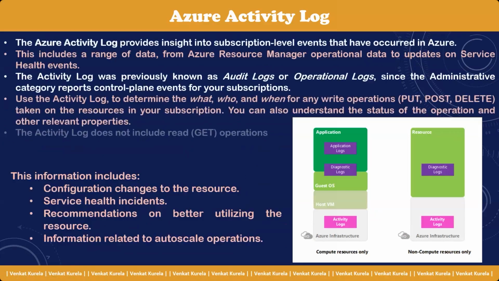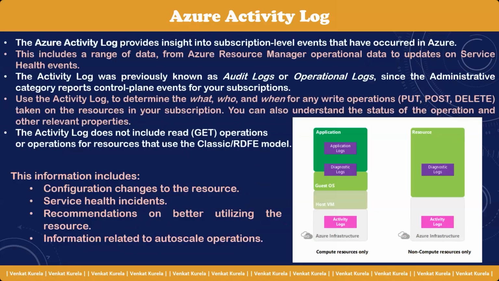Then the third one is about the activity log. So Azure Activity Log provides insights into subscription level events that have occurred in Azure Cloud. This includes a range of data from Azure Resource Manager operations data to updates on a service, the activity that you may perform. It could be an operational activity, it could be an audit activity, any activity that you may perform. And this activity log will include the information: who did what at what time.